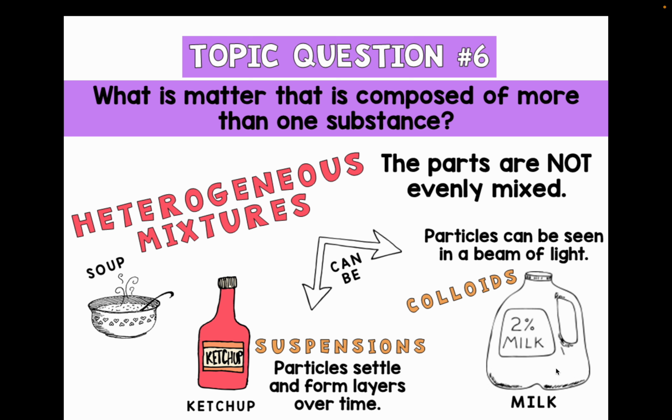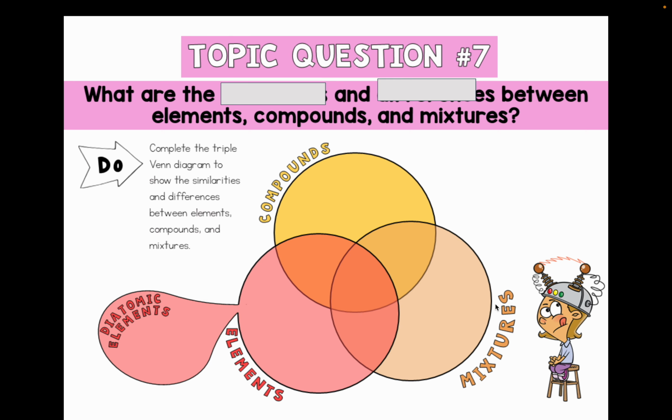Again, in colloids, something like 2% milk, sometimes you can see the different particles. It looks almost like a homogeneous mixture, but if you look through a beam of light, you can see the difference in the different types of particles. And that would be considered a colloid. Those are our different types of mixtures.